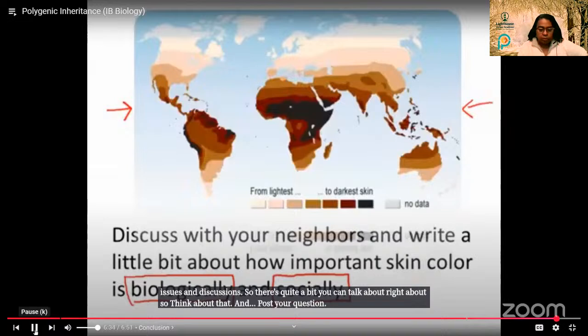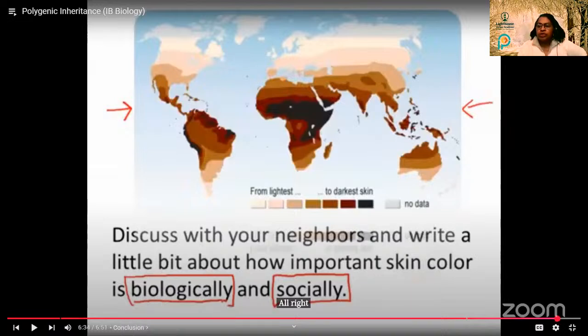Alrighty, so just to show you how sharing a set of genes gives you some variety. So it's not always cut and dry, one color, this color, one ability, that ability. It's when you have several genes.